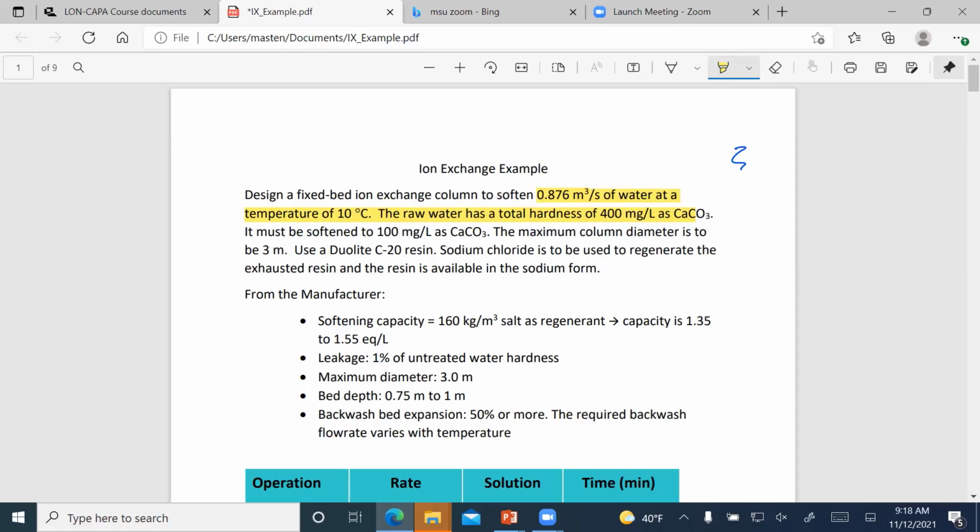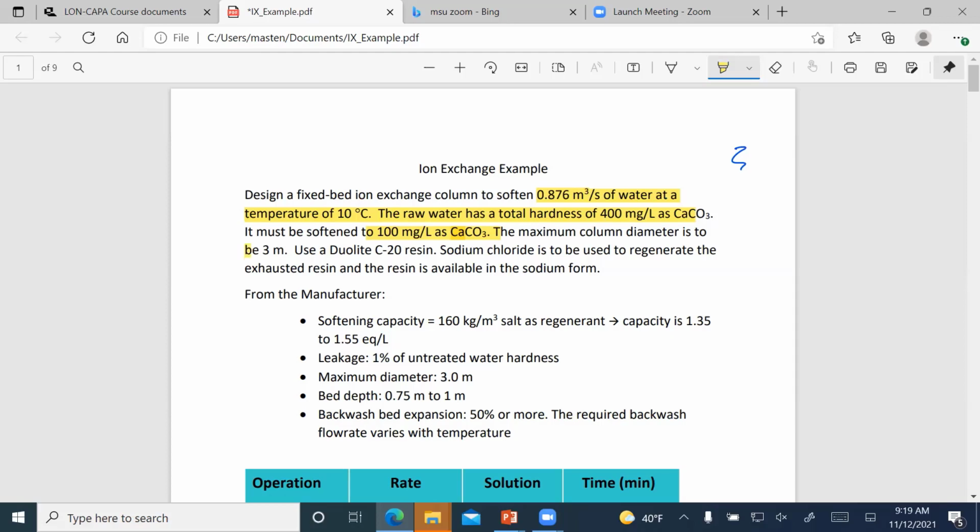the temperature of 10 degrees C, and you're told that the raw water has a total hardness of 400 milligrams per liter as calcium carbonate. Similar to MSUs, you're told that you want to soften it to a concentration of about 100 milligrams per liter as calcium carbonate. You're given some design parameters.